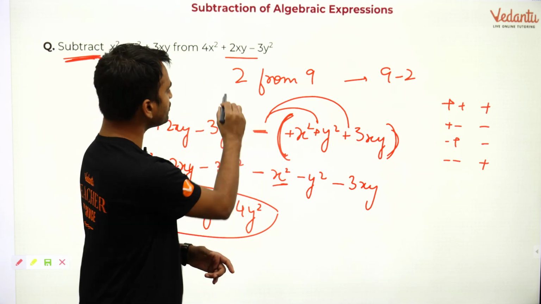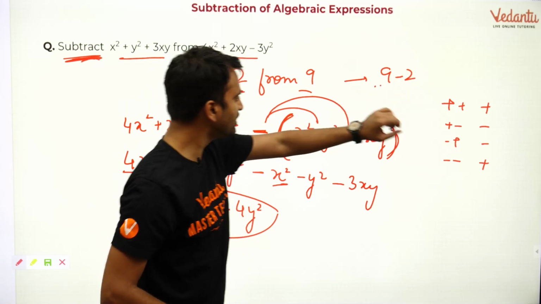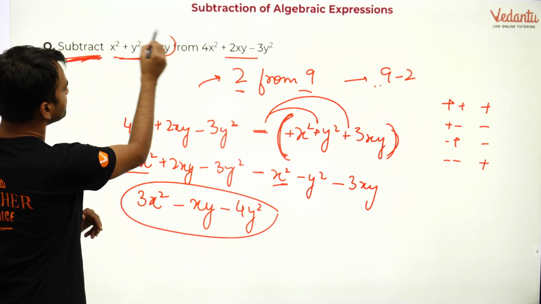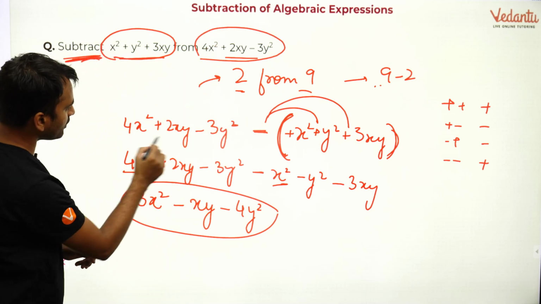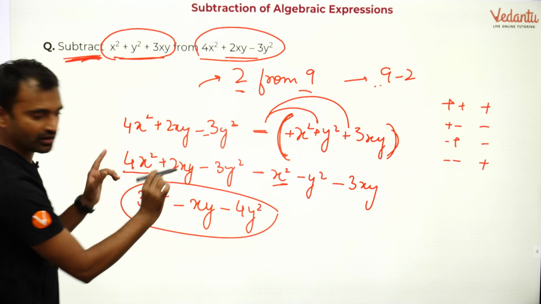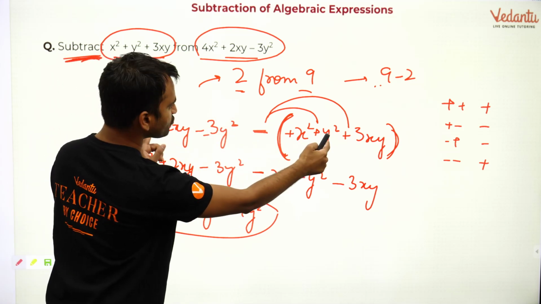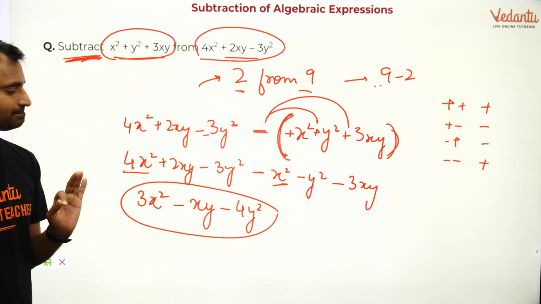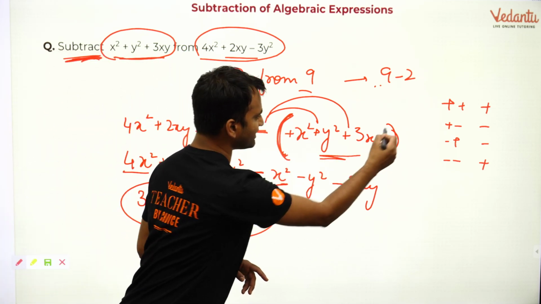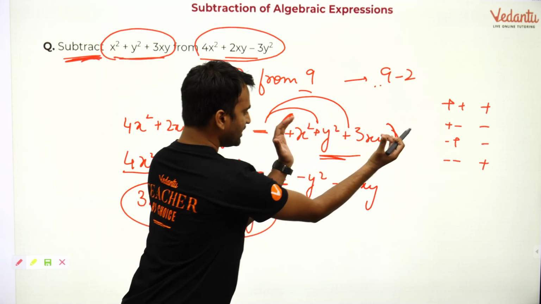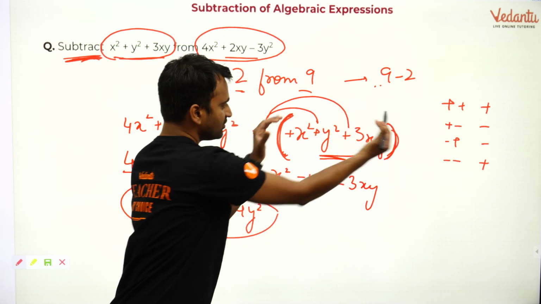So if the question would have said subtract 2 from 9, you would have written this as 9 minus 2. Similarly, the question says subtract this from this, right? So I'm going to write this as 4x square plus 2xy minus 3y square minus x square plus y square plus 3xy. Is that fine? Once you write it like this, make sure your second term is in brackets. This whole term is being subtracted from this, right? So minus belongs to the whole term. That's why there's a bracket over here.